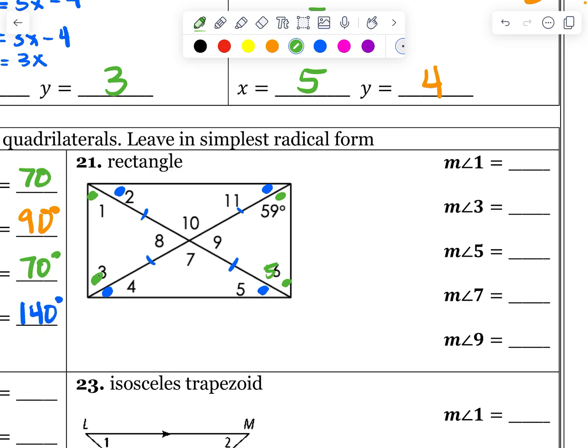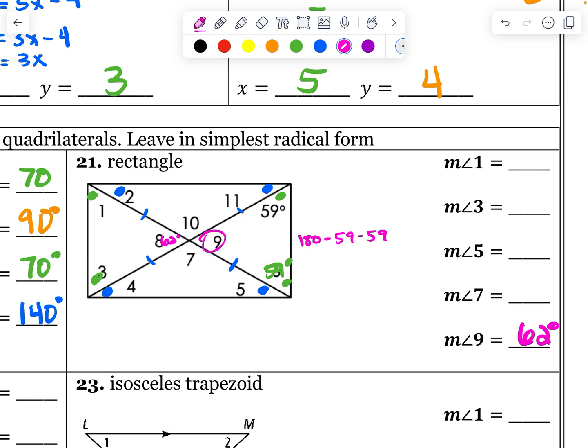So 6 is gonna be 59, which means I can figure out angle 9 right here. In a different color, 180 minus 59 minus another 59. 180 minus 118 is 62. So angle 9 is 62 degrees. So if you're 62, that means you're also 62.